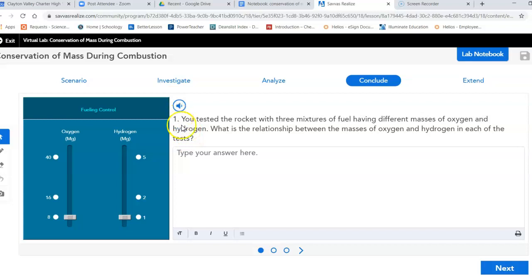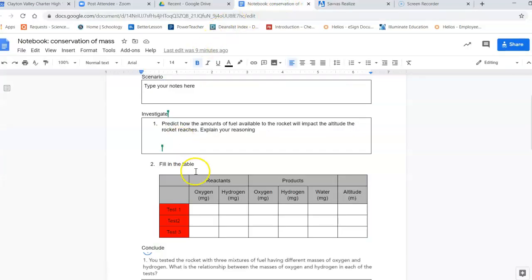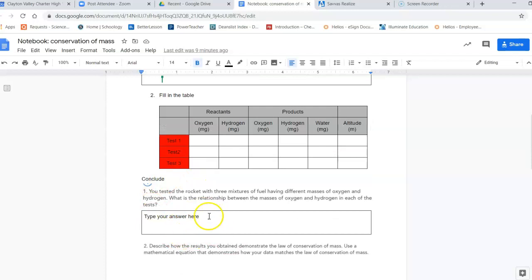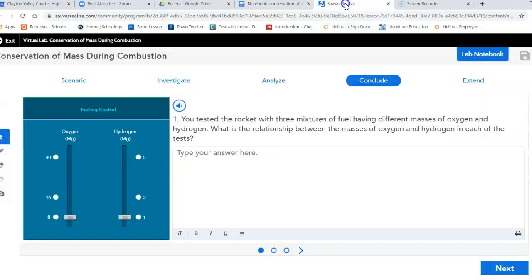So this is your first question. If you tested a rocket with 3 mixtures of fuels, which is what you did, with different masses of oxygen and hydrogen, what is the relationship between the masses of oxygen and hydrogen in each of the tests? So it's asking what's the ratio between the amount of oxygen to hydrogen. Look at those numbers and then answer it right here. This is the place to answer. Let's go to the next question.